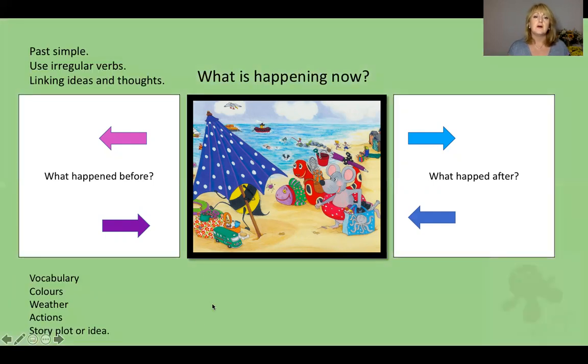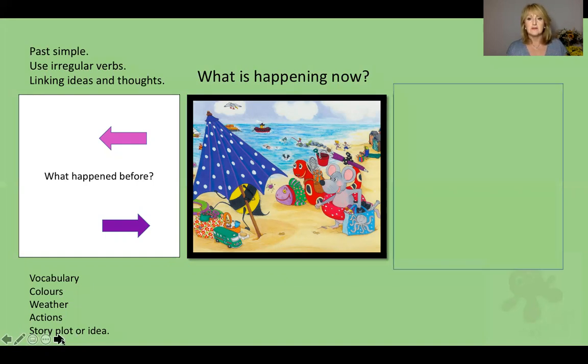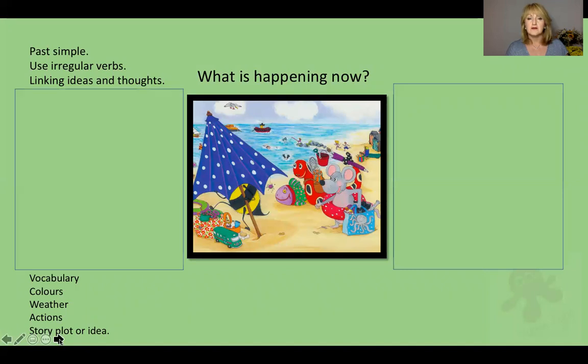So if we think about what we're going to talk about, what happened before, so we're still going to keep the image there and focus on this part. And it's a good way to revise the past simple, irregular verbs, linking ideas and thoughts, because it has to connect to the central illustration. And as I mentioned before, we have all of these things here that can be included. And then we move on to what happened after.